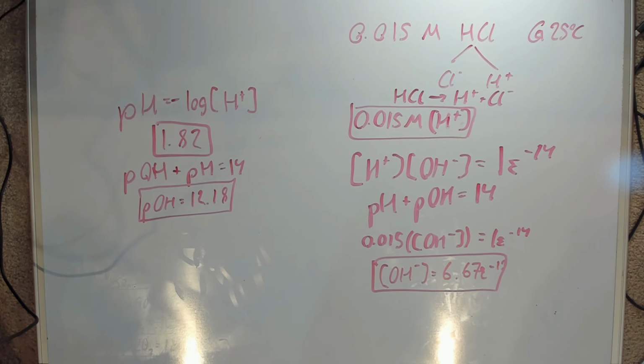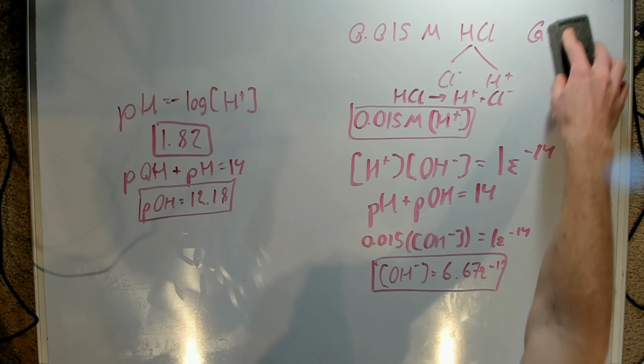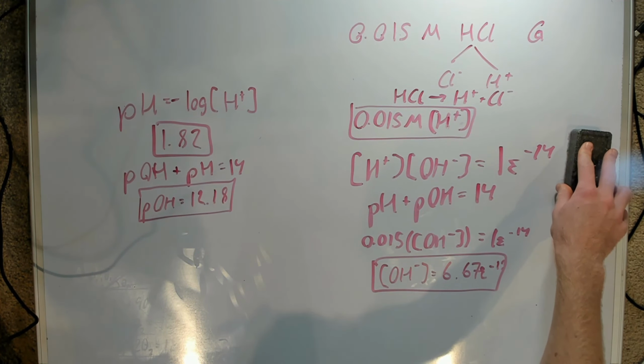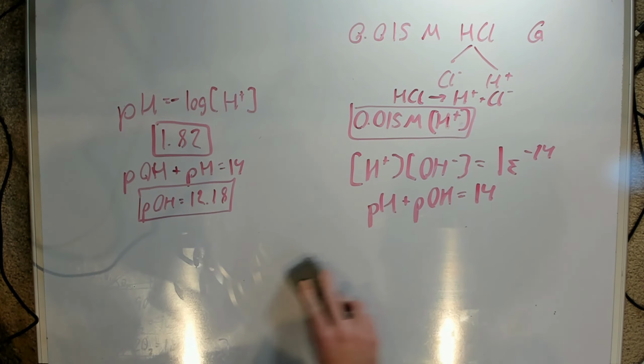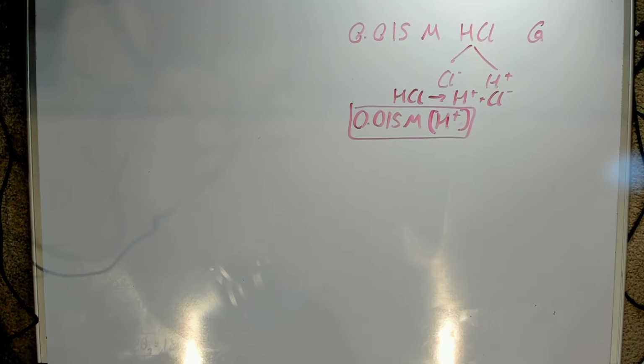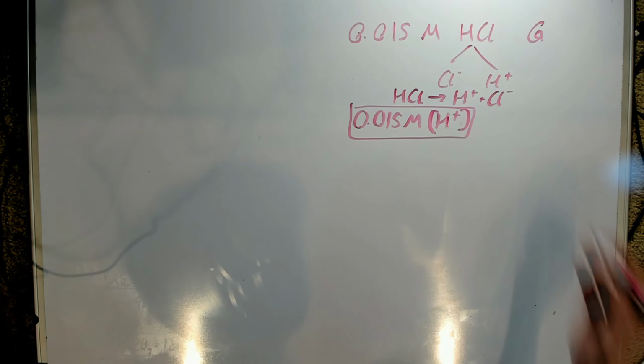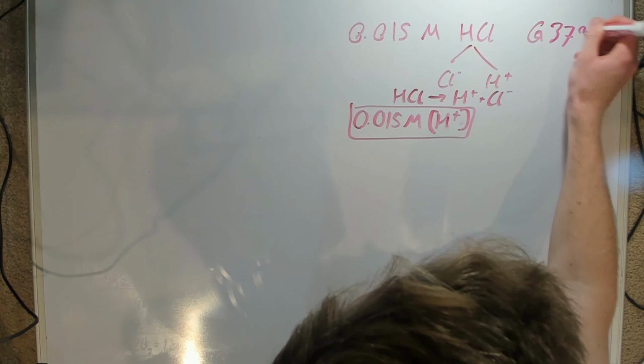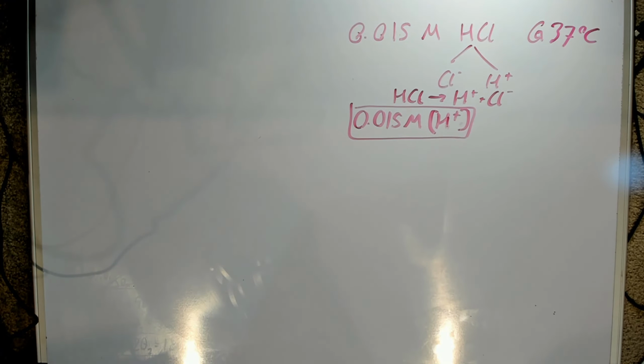Got it. So now what we're going to do is try to do the exact same thing, but at a different temperature. So let's do this now. I'm going to erase everything except for this part, because the pH does change at a different temperature. Let's say that now our solution is 37 degrees Celsius.